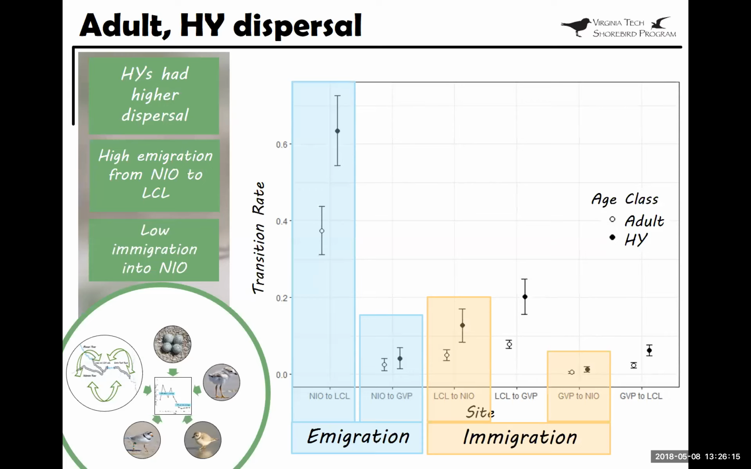If we look at immigration into the Niobrara system, it was much lower than emigration out of it. There were not as many birds coming into the system from Lewis and Clark Lake and Gavins as there were leaving it.